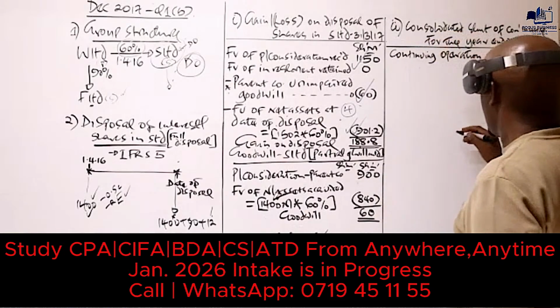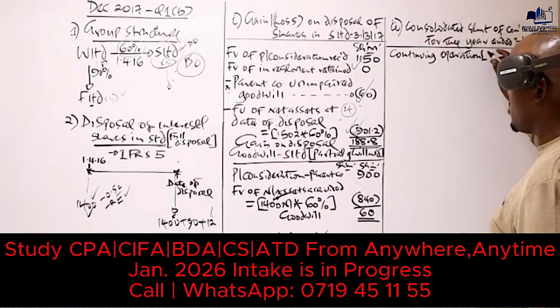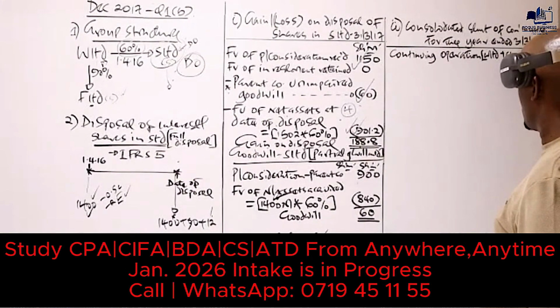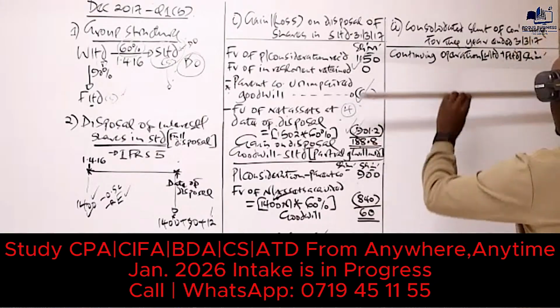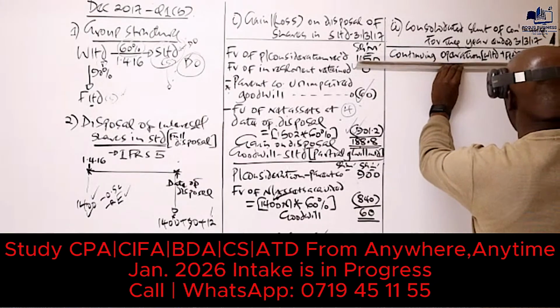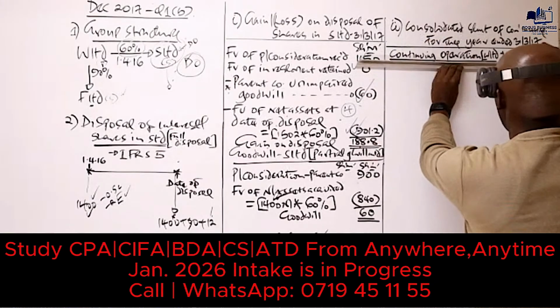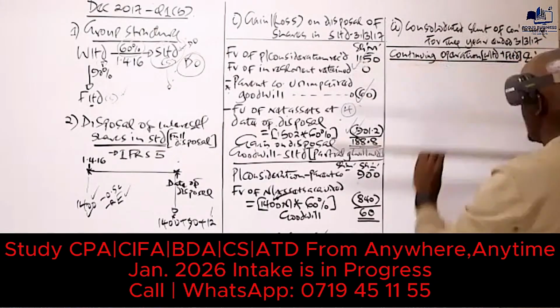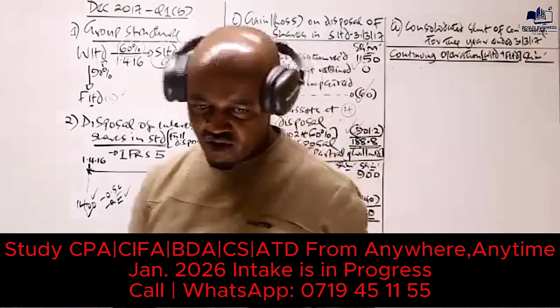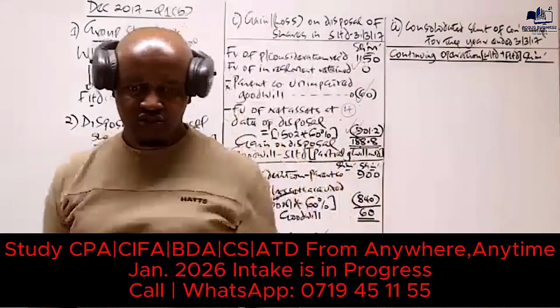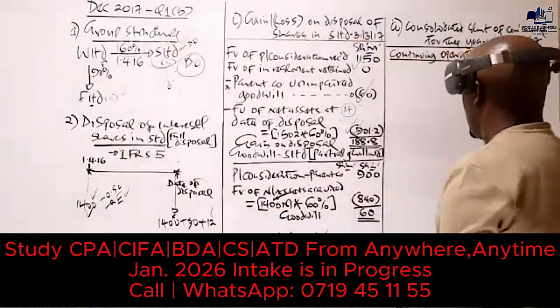Continuing operations basically comprise W plus F Limited, like that. Then we have said the subsidiary which was disposed of is basically a discontinued operation. So let's do that. We will start with the revenue.